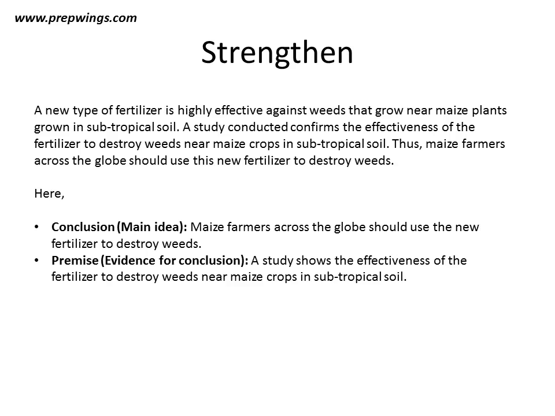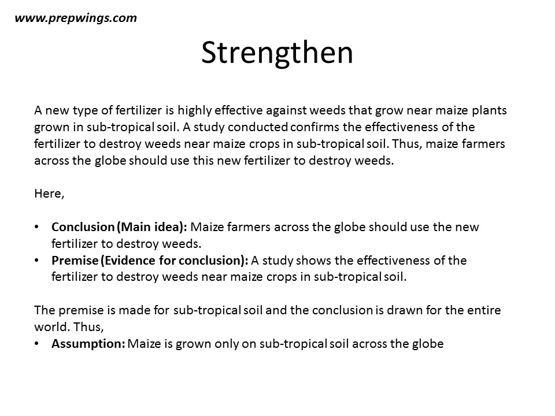So now if you look at it closely, the premise or the reason is given for subtropical soil and the conclusion is drawn out for the entire globe. So the premise is made for subtropical soil and the conclusion is drawn for the entire globe. Thus, the assumption is that maize is grown only on subtropical soil across the globe. So this is the assumption that we get.